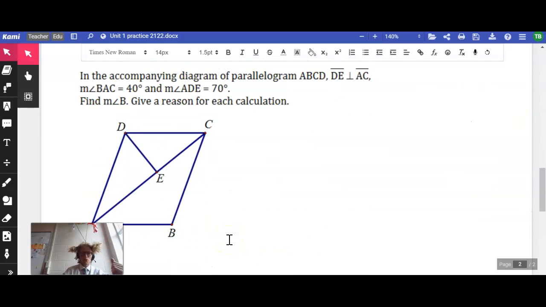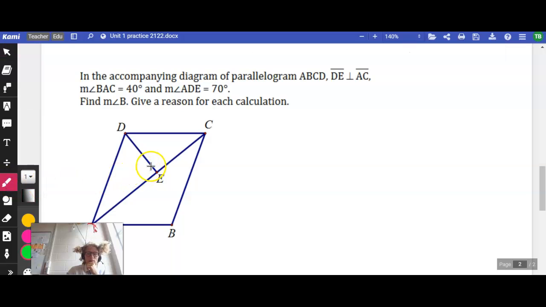Now on to question 2. In the accompanying diagram of parallelogram ABCD, DE is perpendicular to AC, which means that we know we have right angles here. We have DE, and that's a right angle. I don't like putting both; I only like putting one. We might end up using the other one, but we'll see.